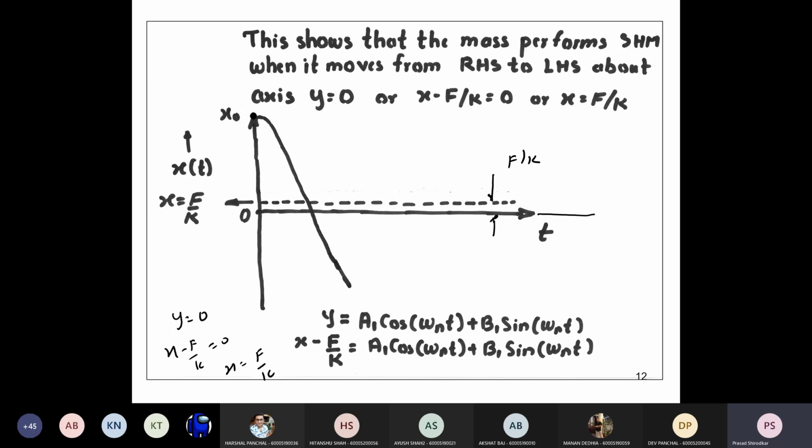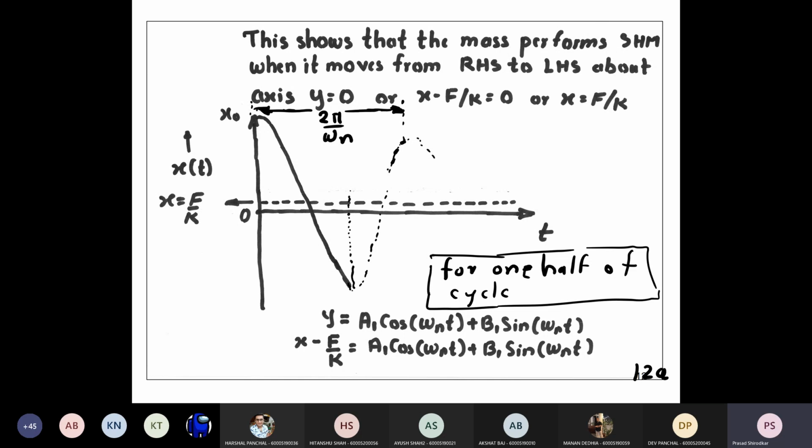The equation of the motion is given as y is equal to a1 cos omega n t plus b1 sin omega n t. That is based on your earlier result, because it is a simple harmonic motion. And y is nothing but x minus f by k.